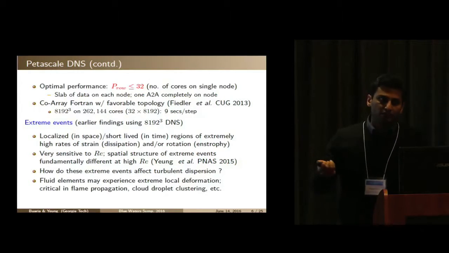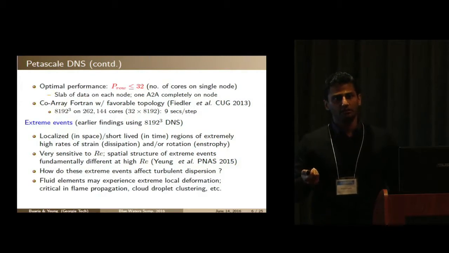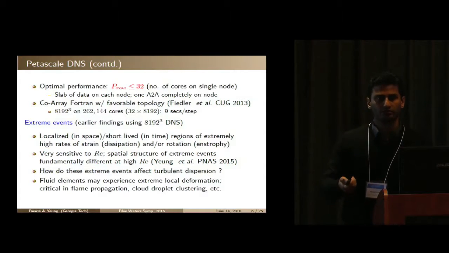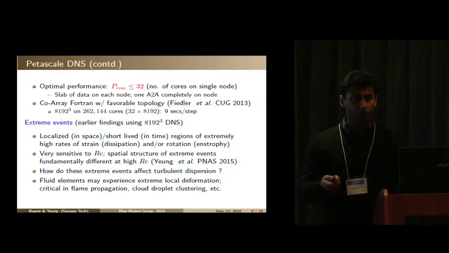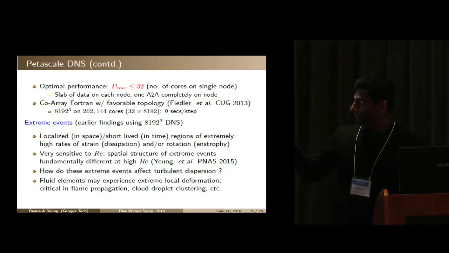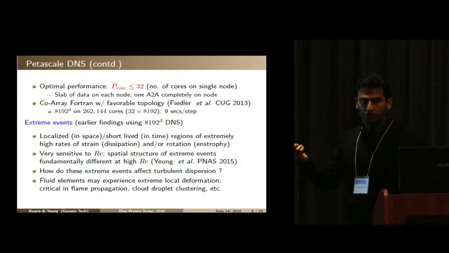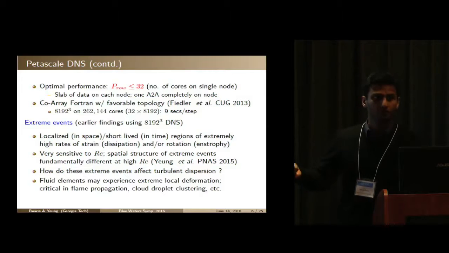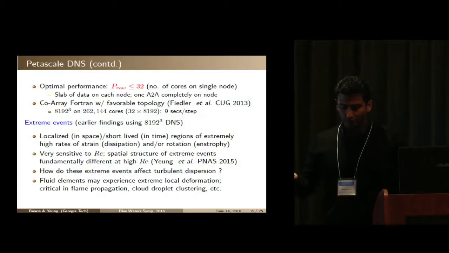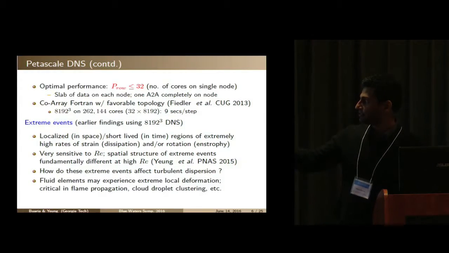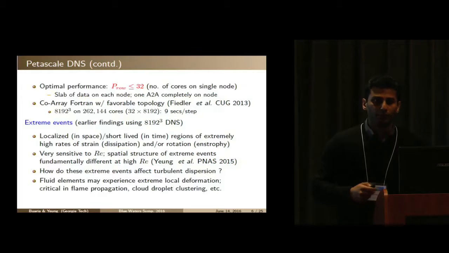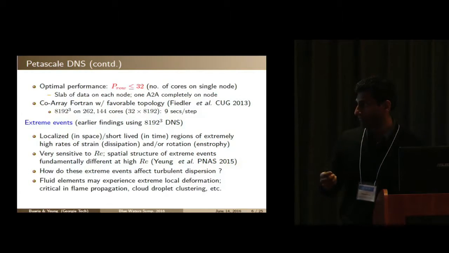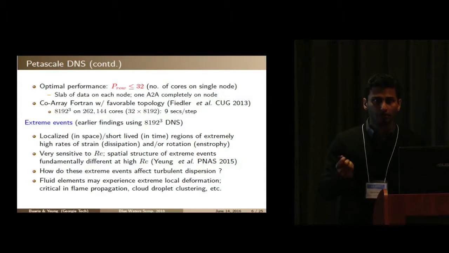One of the key things is we need high Reynolds number to understand what is going on, and at the same time, since we are looking at small scale intermittency, we also need very good resolution. And I guess that is one of the reasons why Blue Waters is so important for us. One of the things that we want to look at is how these extreme events affect turbulent dispersion. Many of the important applications are in flame propagation and quenching, in combustion phenomena, or even in cloud droplet clustering. We know that small scale intermittency plays a very big role.